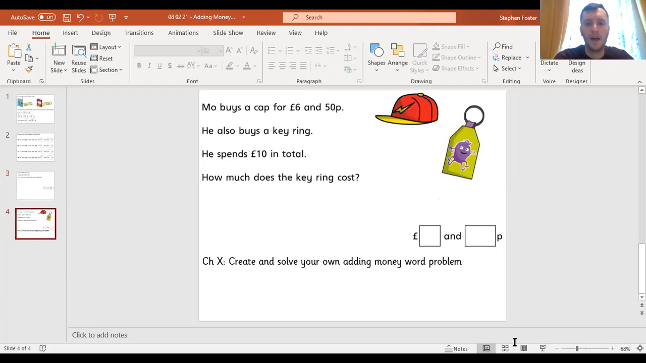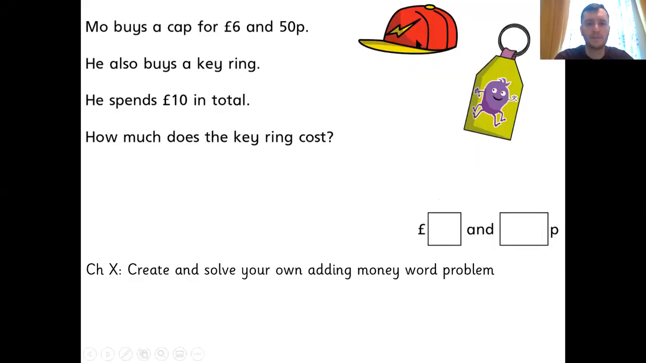Last question. Mo buys a cap for £6.50. He also buys a keyring, and in total he spends £10. Ooh, we don't know how much the keyring costs though. So how much do I have to add to the hat to get to £10? How much do I have to add? Have a think. What do you think would be the answer for that one? As always, pause it, have a go, and we'll come back together in a moment.